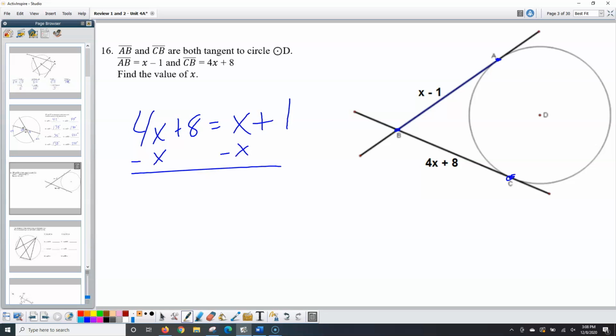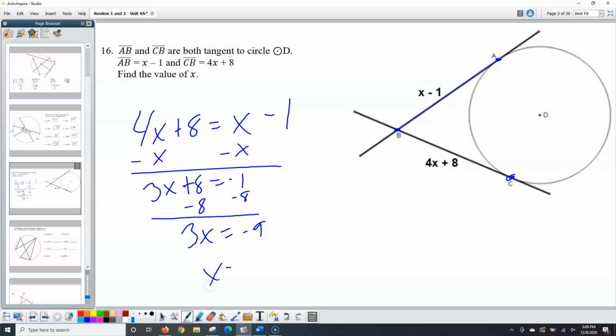Subtract the x over here and get 3x plus 8 equals 1. Subtract 8, subtract 8. That's 3x equals, oh man, this was minus 1. That was dumb. So that should be negative 1, negative 1, negative 9. X equals negative 3. Which doesn't make too much sense when you plug it in, but when you get on your test, it'll make perfect sense when you plug it back in.